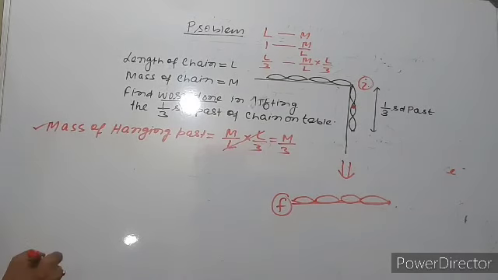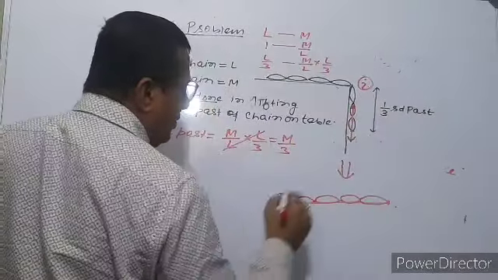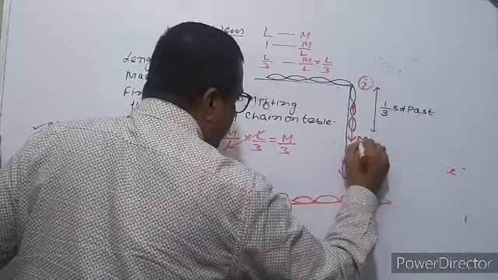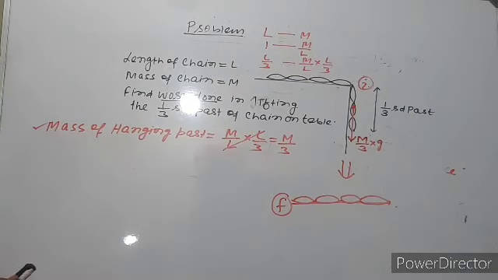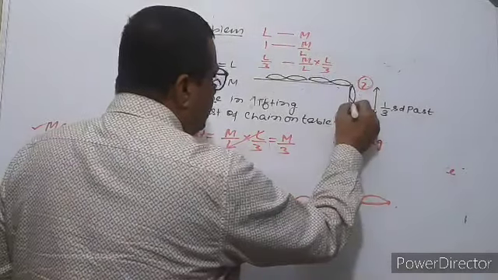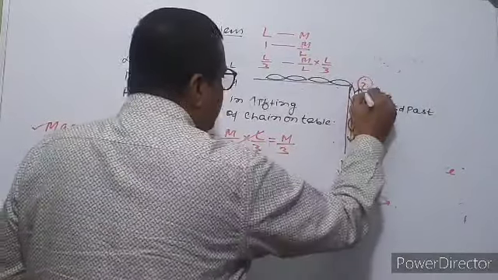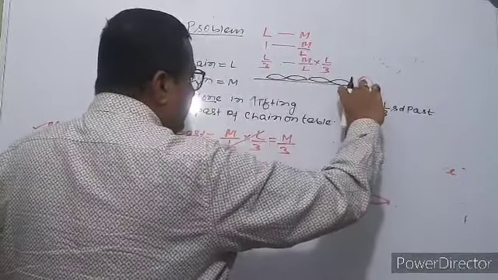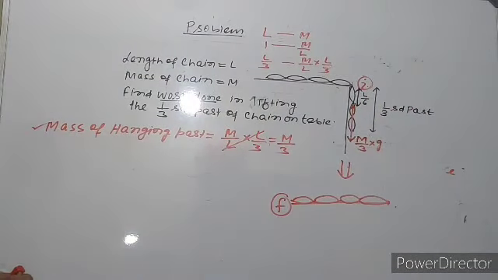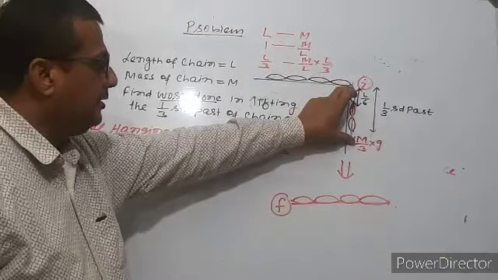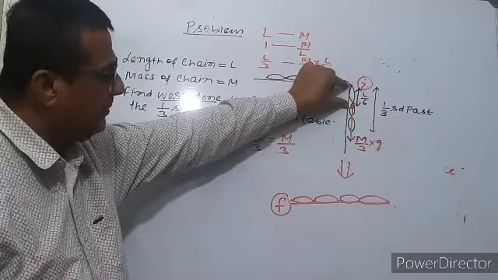Now, this weight is acting downward. That will be equal to M by 3 into g. We have to take this mass, means take this center of mass from this position to this position. So this is the length. This length is what? Total length is L by 3. So this length will be equal to L by 6, because half of hanging part. Total length is L by 3, L by 3 divided by 2, that is equal to L by 6.